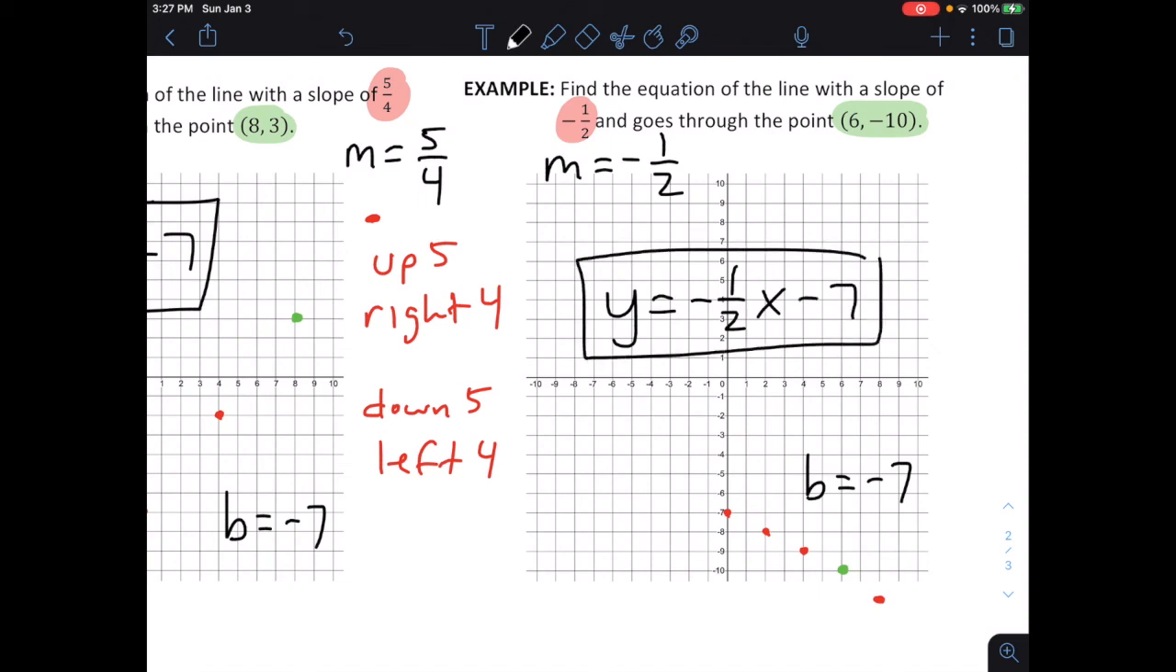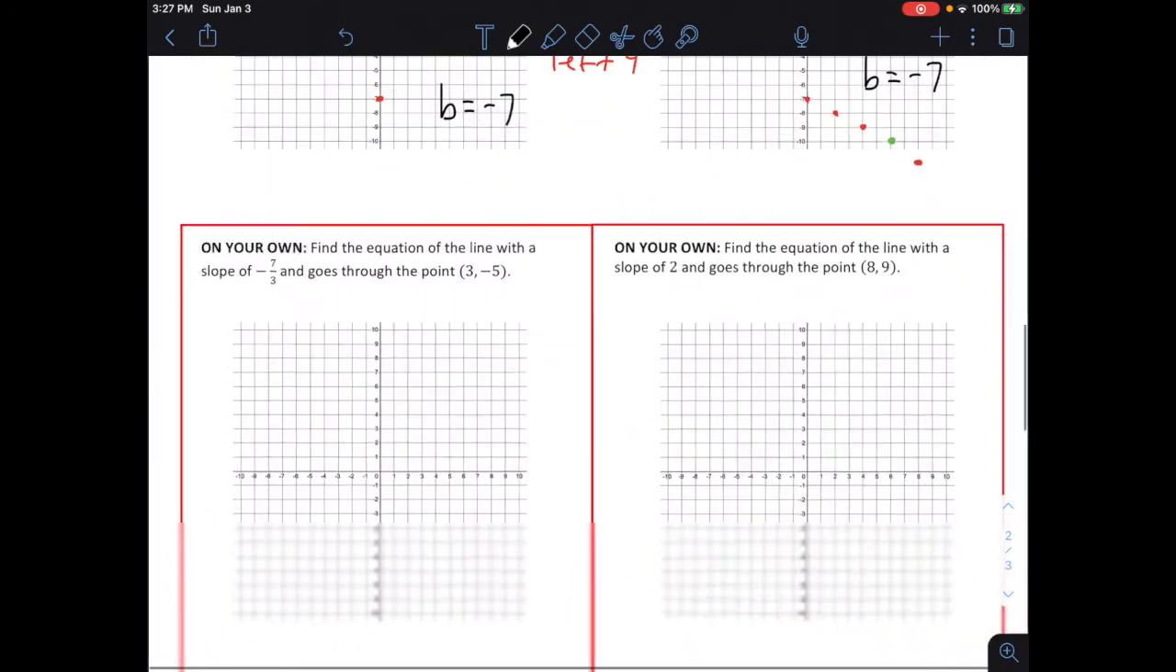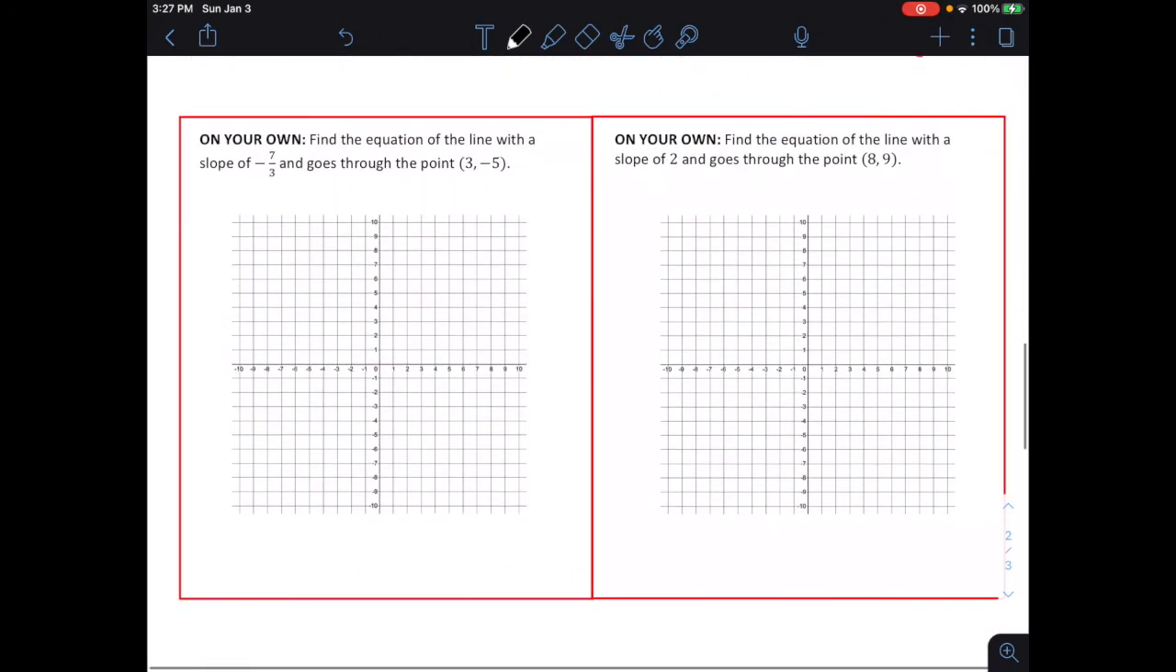All right, so now you have a couple to do on your own. And again, I'm not sure what's going on here. There are no numbers in the boxes, but I think you're going to have to end up entering these into Schoology. I'll let you know in class one way or the other, for sure.